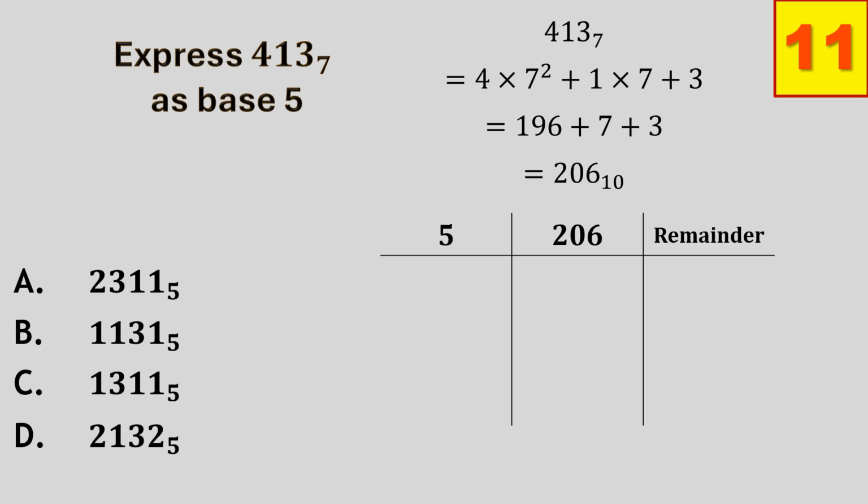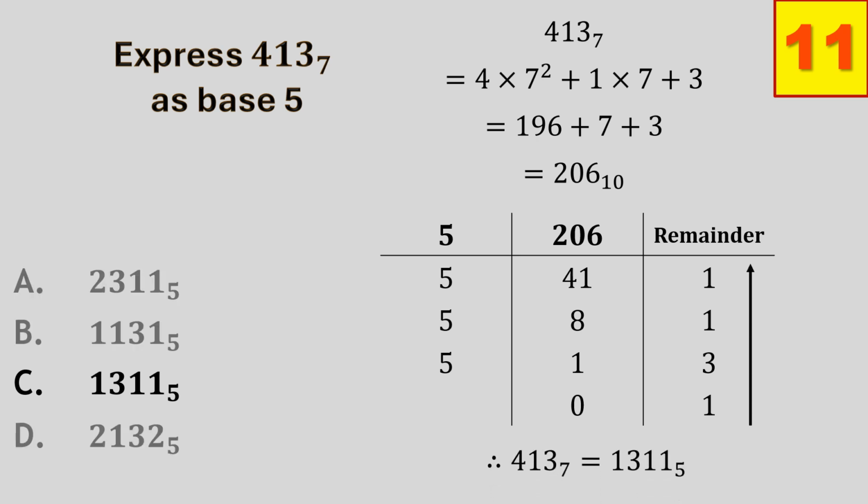206 divided by 5 is 41, remainder 1. 41 divided by 5 is 8, remainder 1. 8 divided by 5 is 1, remainder 3. And since 1 is less than 5, we are left with 0, remainder 1. Now read this number from the bottom to the top, and 413 base 7 is equal to 1311 base 5.